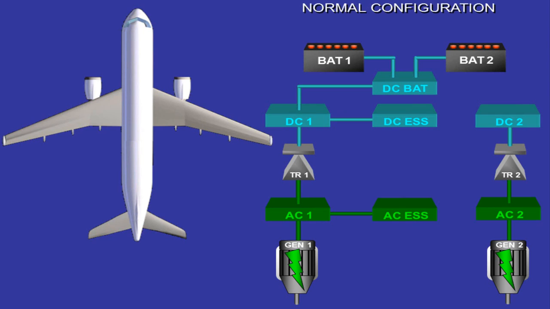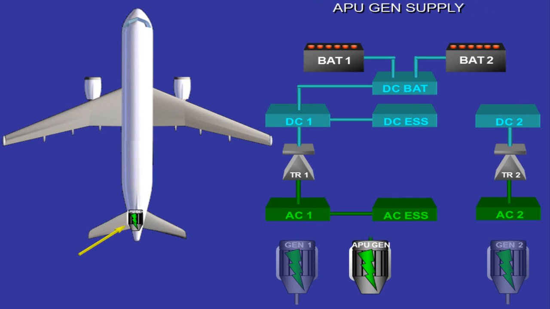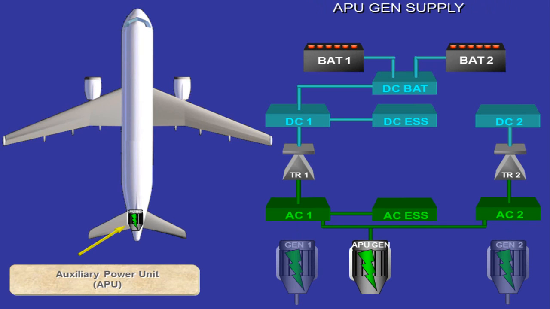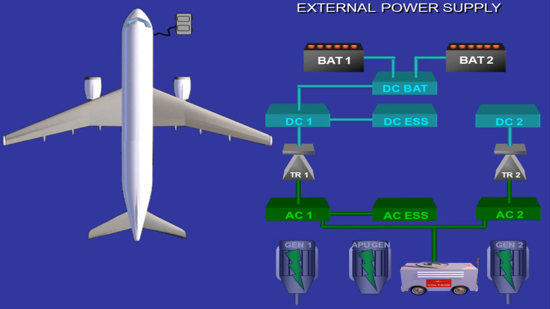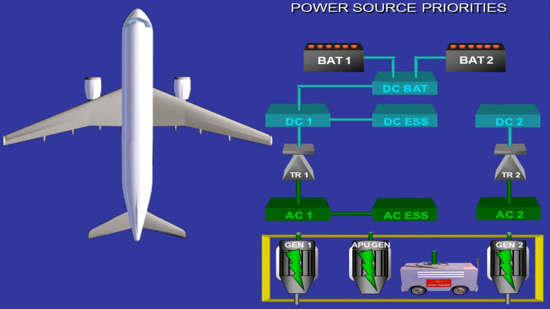We will now introduce some other components which also supply the system. The entire electrical network can also be supplied by the APU generator. On the ground, the aircraft electrical network can be supplied by an external power source. Any one of the power sources can supply the entire electrical network.